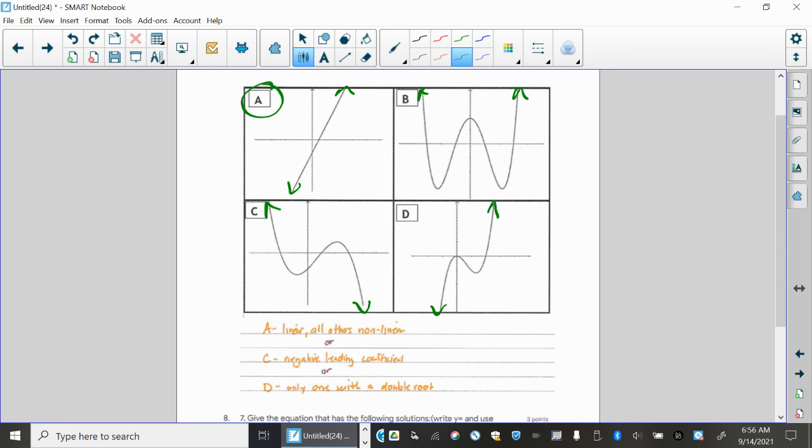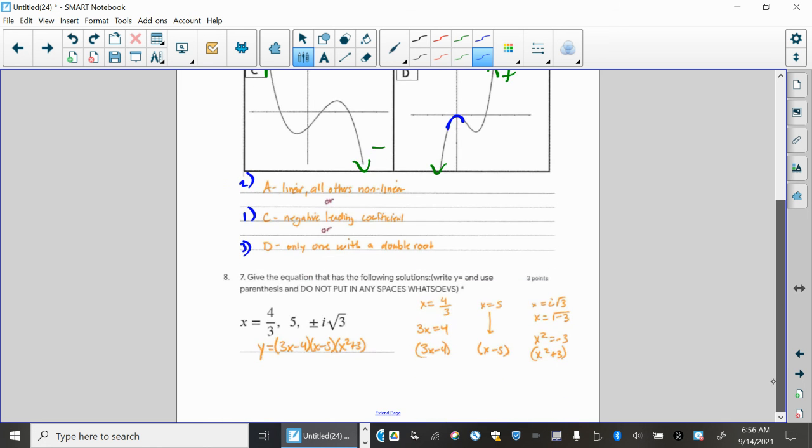Or you could have put C, because C has a negative leading coefficient, because that finishes down. Every other one finishes by going up. This one doesn't. You could have even put D. D is the only one that has a double root. Everything else has a single root. So those are 3 that I came up with. My guess is most of you had negative leading coefficient. Maybe that would be your second choice. This would be your third, but if you had one of them, that's perfectly fine.